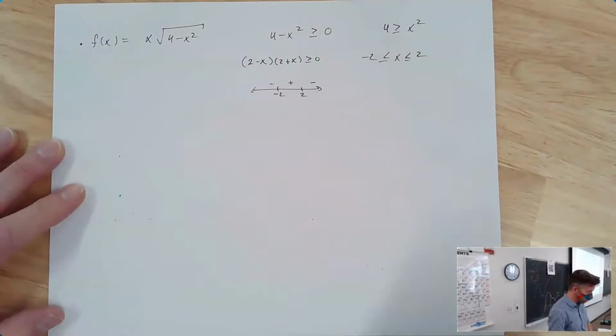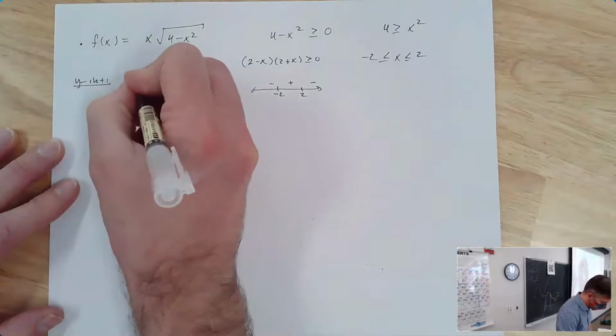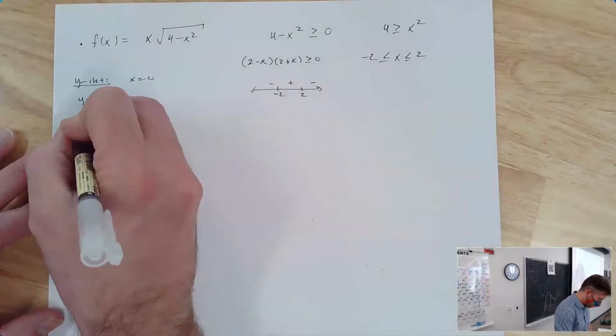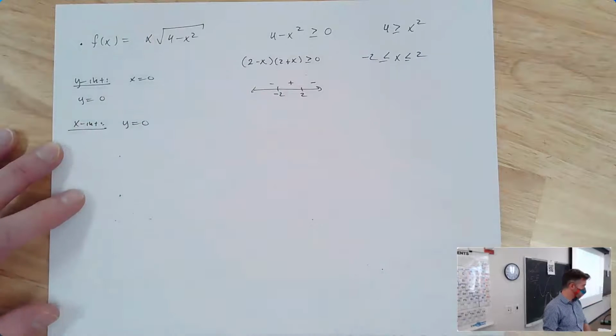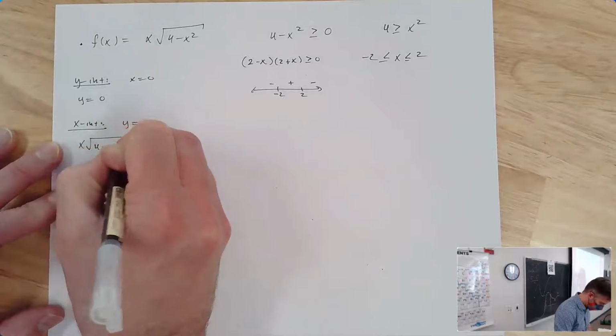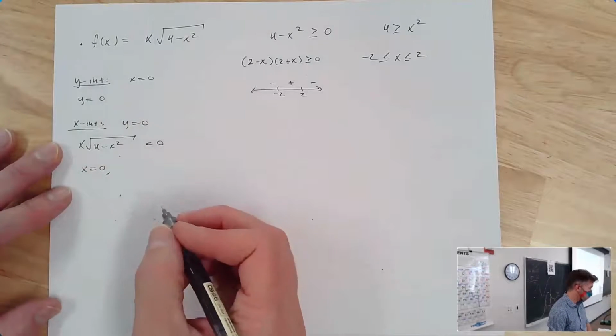So I guess we should find the intercepts. Y-intercept, set x equal to 0. You're going to get y equal to 0. X-intercepts, set y equal to 0. We're obviously going to get x equal to 0, but we're also going to get x equal to what? x equals 0, and x could be either plus or minus 2.